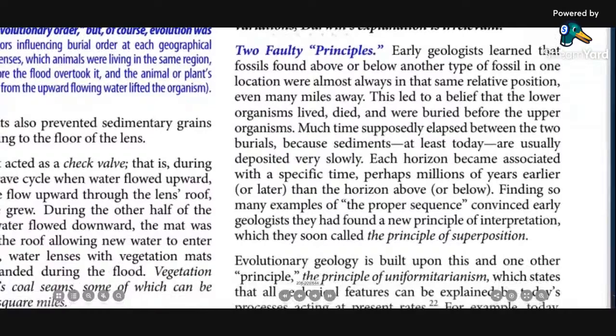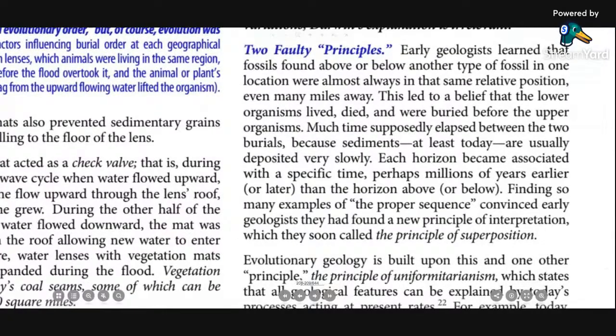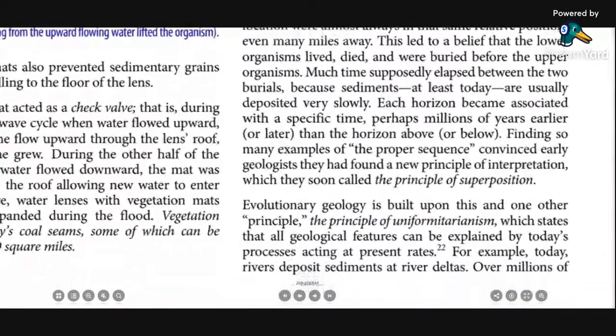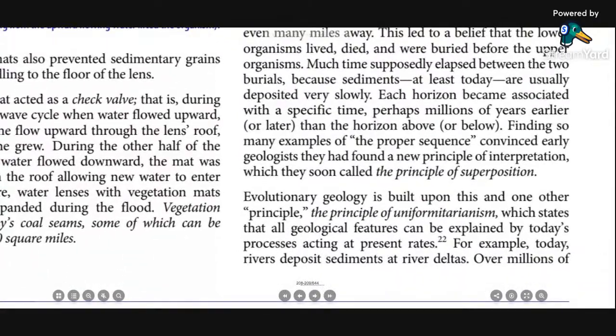Two faulty principles. Early geologists learned that fossils found above or below another type of fossil in one location were almost always in the same relative position, even many miles away. This led to a belief that the lower organisms lived, died, and were buried before the upper organisms. Much time supposedly elapsed between the two burials because sediments, at least today, are usually deposited very slowly.